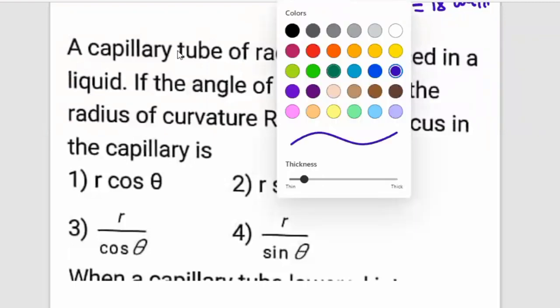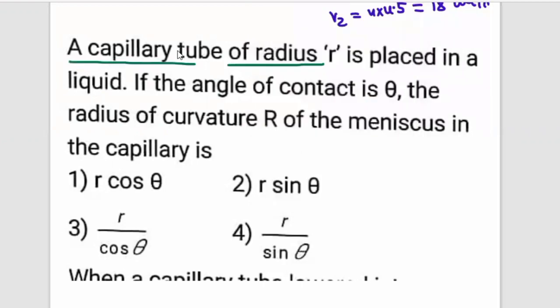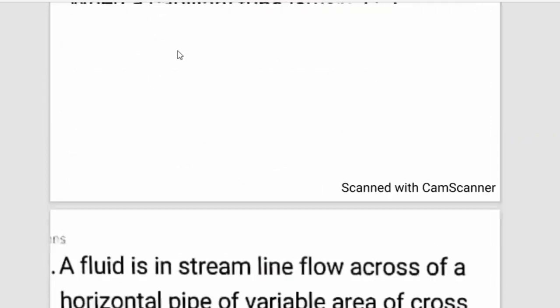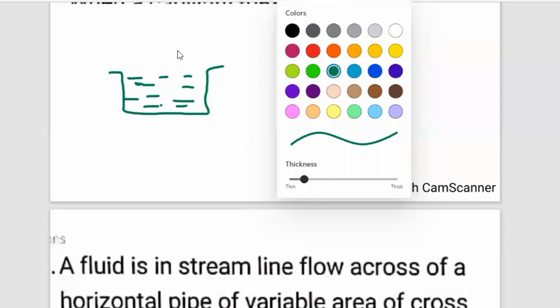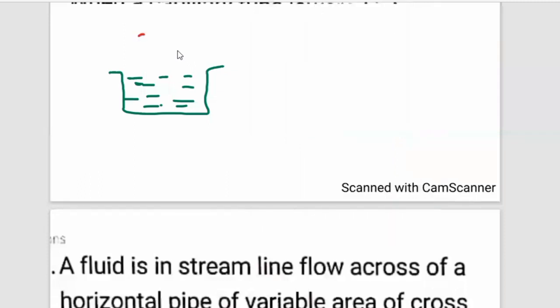In the problem, a capillary tube of radius r is placed in a liquid. If the angle of contact is theta, the radius of curvature R of the meniscus in the capillary is... They are immersing a capillary tube. A capillary tube of radius small r is given in the problem. So this is the radius of a capillary.